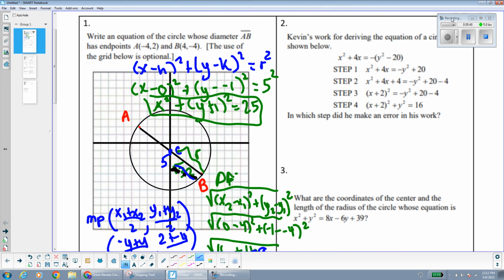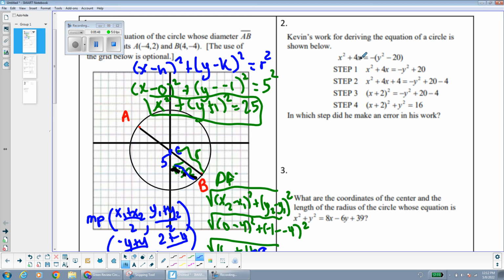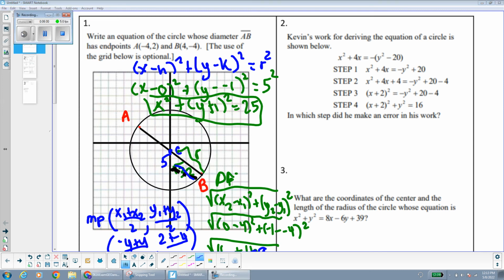Okay, for number 2, we have somebody's work for changing a circle equation into standard form. And it appears that they were doing that by completing the square. What we have to do is figure out in what step the error was made. And the error here is in step number 2.